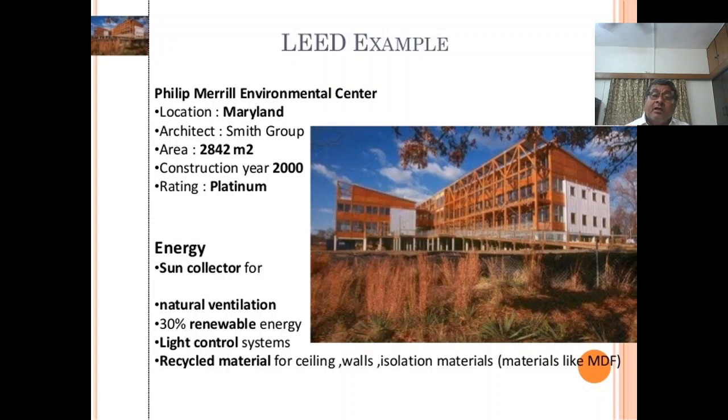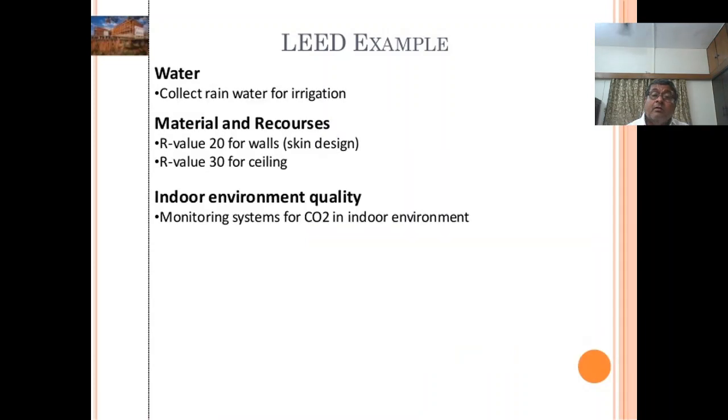Architect Smith Group, area 2842 square meters. Construction year 2000, rating Platinum. Energy: sun collector for natural ventilation, 30% renewable energy. Light control system. Recycled material for ceilings and walls, insulation material like MDF. LEED example, water: collect rainwater for irrigation. Material and resources: R value 20 for walls, R value 30 for ceiling. Indoor environment quality: monitoring system for carbon dioxide in the indoor environment.